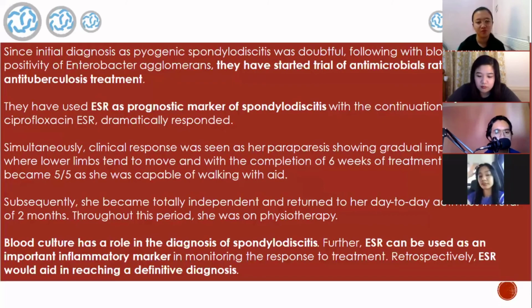So basically, it was hard for the physicians to conclude if it was tuberculous spondylodiscitis simply because the culture for tuberculosis was negative. And with ESR as the prognostic marker of spondylodiscitis, they were able to conclude that it was Enterobacter agglomerans that caused the spondylodiscitis of the lady. And with the treatment, as you saw from the table, her ESR dropped slowly as the weeks passed by. The diagnosis and the treatment were both successful.